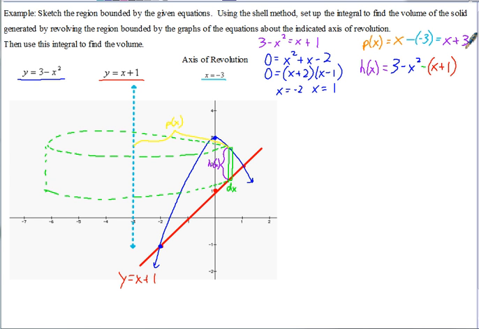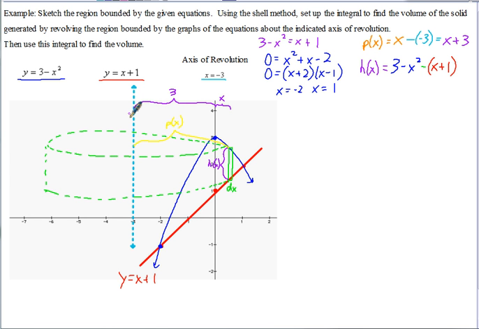Another way to see why it would be x plus 3 is that x represents the distance from the rectangle back to the y-axis, right? When it revolves around the y-axis. And you can see the distance from the line x = -3 to the y-axis is just 3. So you can see x plus 3 would make sense for our entire radius. So whichever way is easier for you to think about.